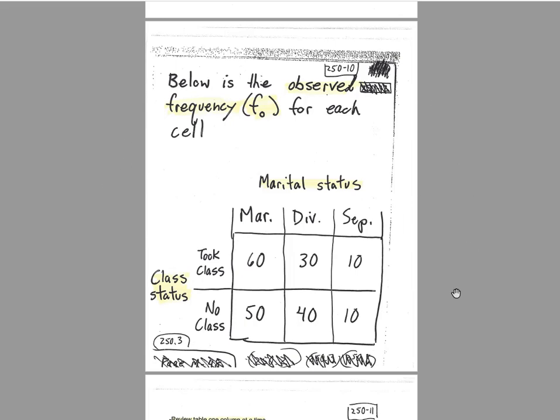Now, this is what researchers call a cross-tabulation table. We're looking at the relationship between two categorical variables. The predictor variable, the X variable, is class status. Which group had you been assigned to 10 years ago? Had you been assigned to the group that took the class? Those folks are going to be represented by this horizontal row. Or 10 years ago, were you assigned to the group that did not take the marriage preparation class? Those individuals are going to be represented by this horizontal row.